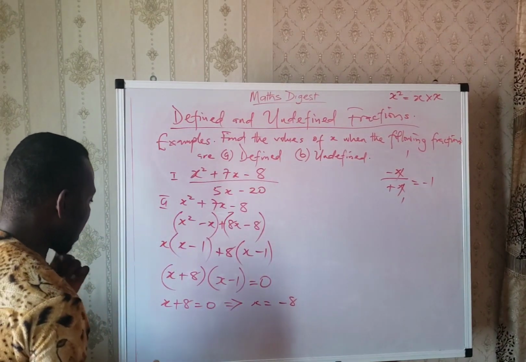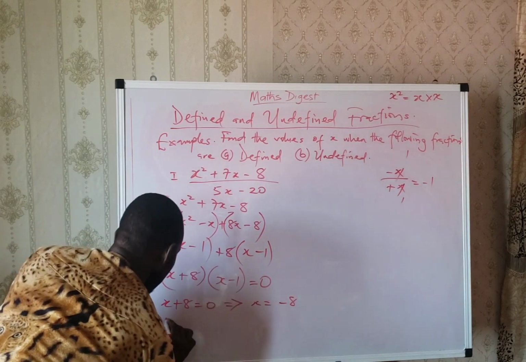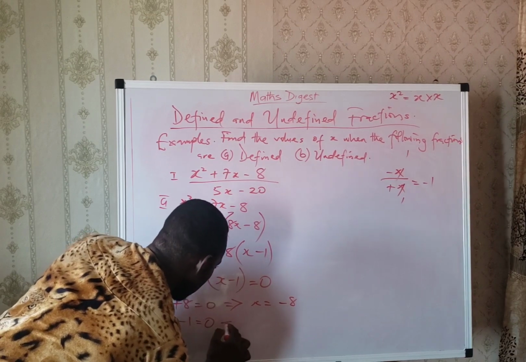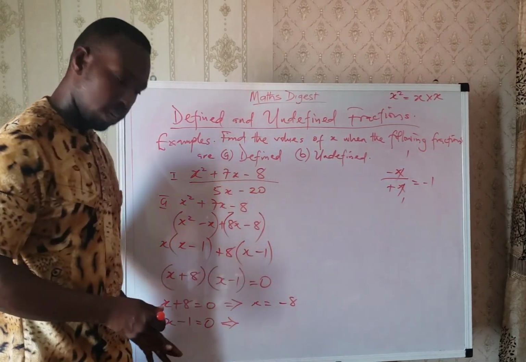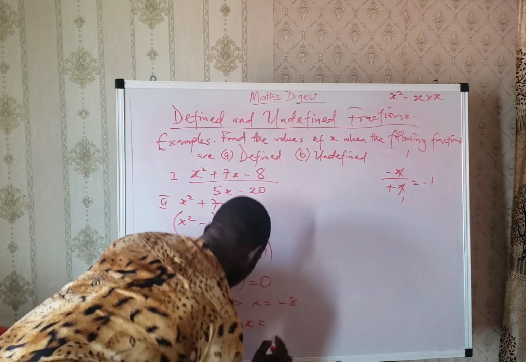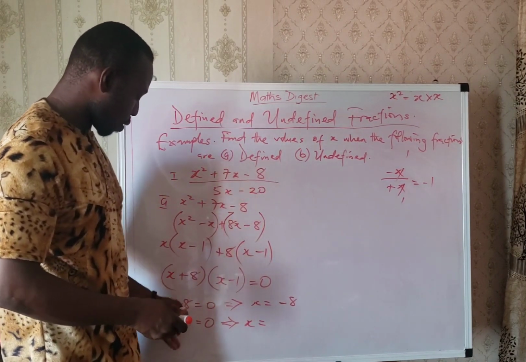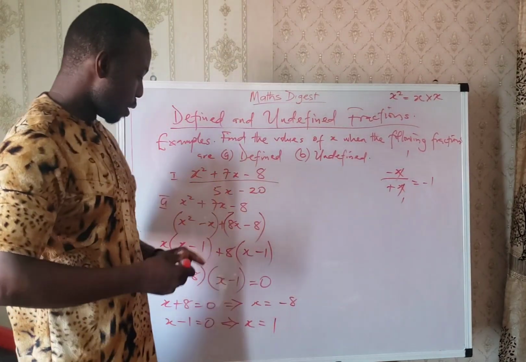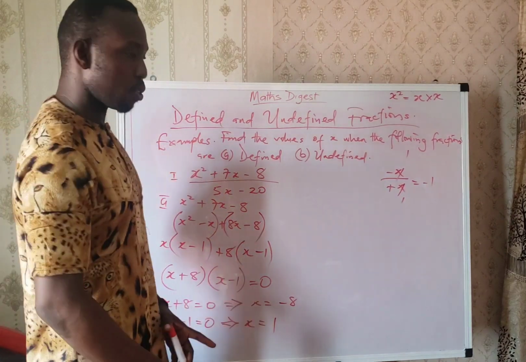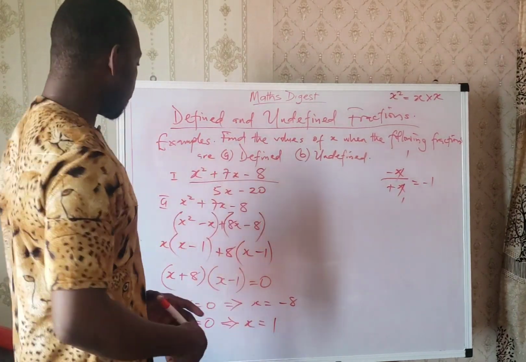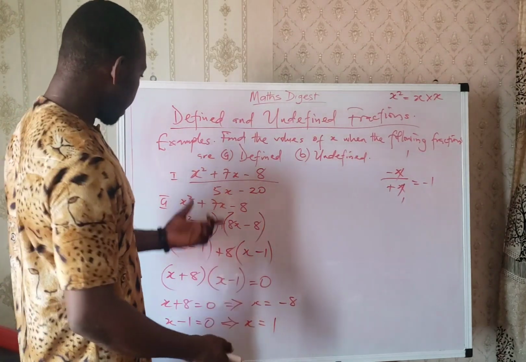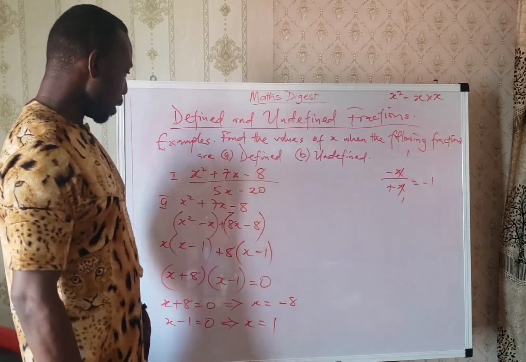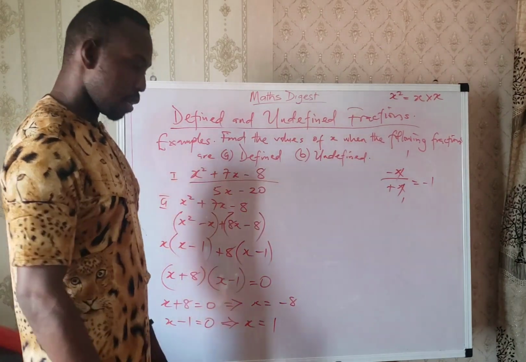Okay, now the other one is x minus 1 equal to 0. This will simply give us x equal to this negative 1 crossing the equality sign will give you positive 1. So we have 1. Ladies and gentlemen, if you arrive at this and you want to check whether your answers are correct, simply add this to what? To the expression itself. If it doesn't give you 0, then that means there's a problem.